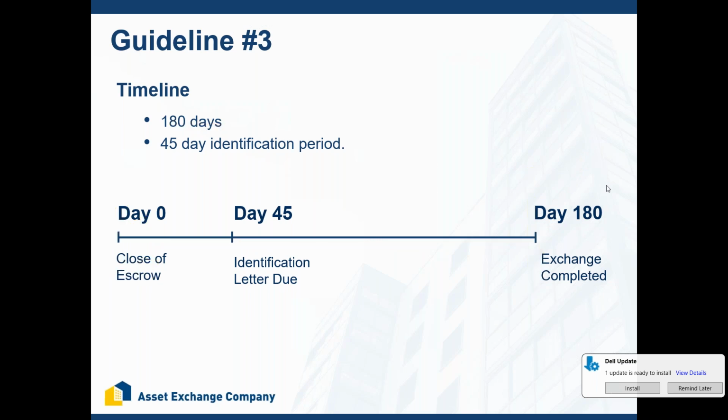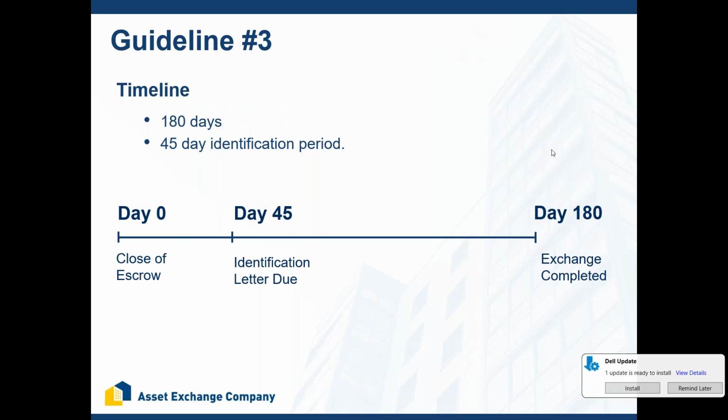But the problem is that within that time frame, you have to identify what you're thinking about buying on day 45. Okay, so you're gonna sell a building and you're gonna buy something. The government wants to know what you're thinking about buying on day 45. And they want you to list the properties that you're thinking of buying down in writing. You have to actually nominate.